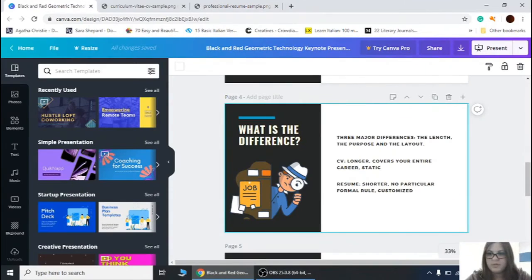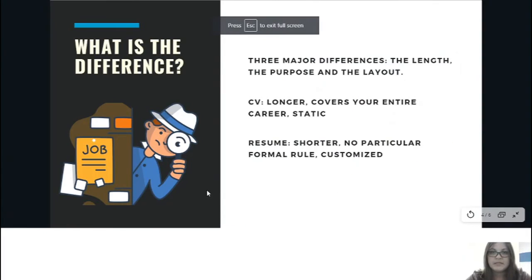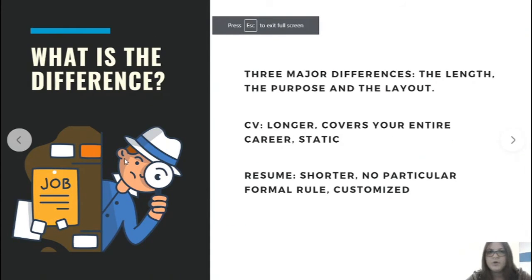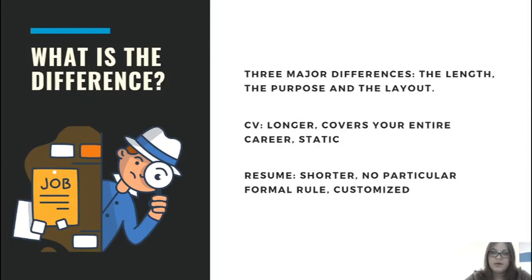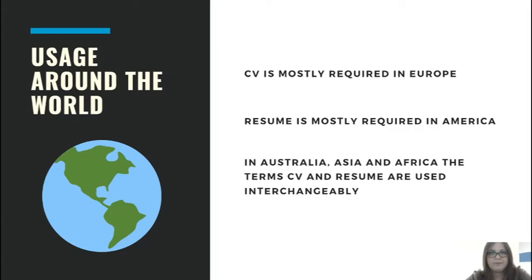So to sum up, the CV should be longer, should cover your entire career, however, it should remain static. On the other hand, the resume should be shorter. It doesn't follow any particular formal rule. However, it could be customized according to the position that you are applying.